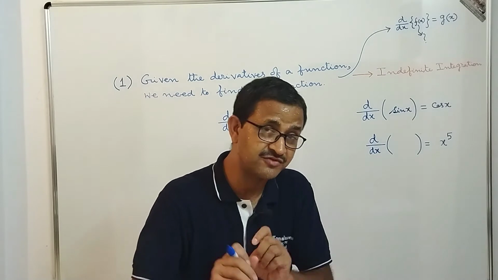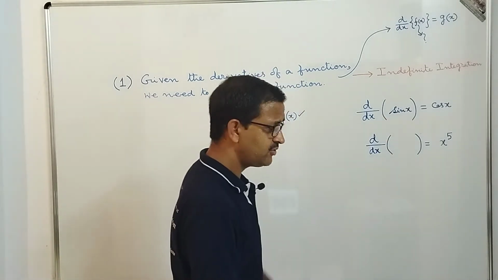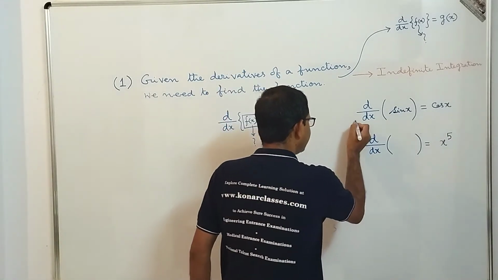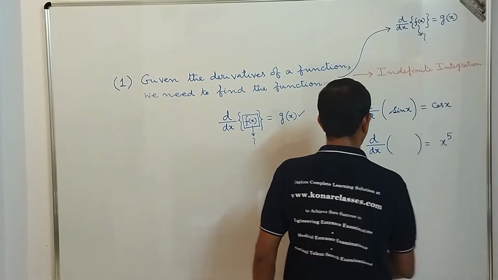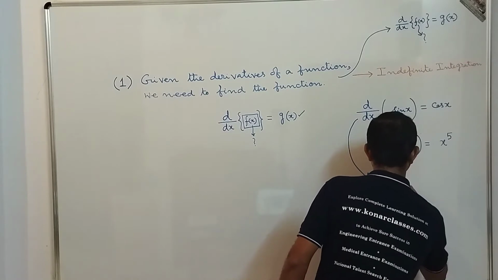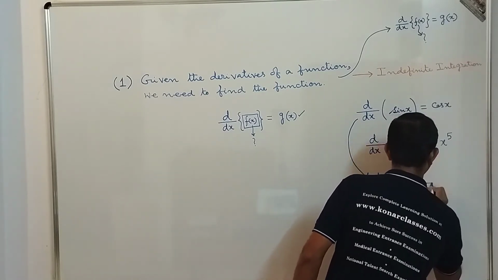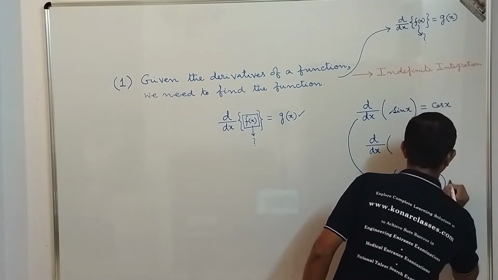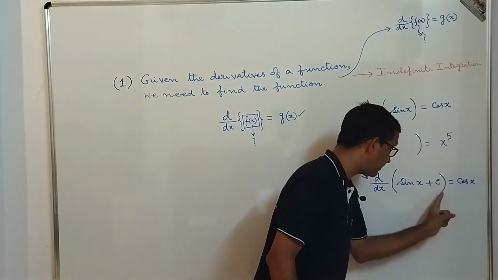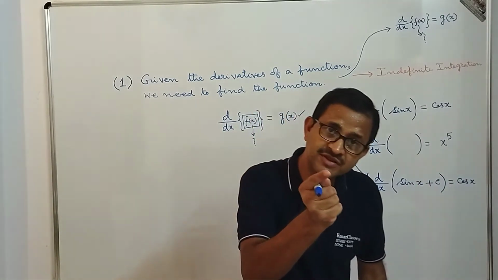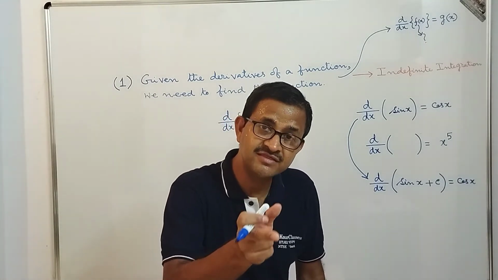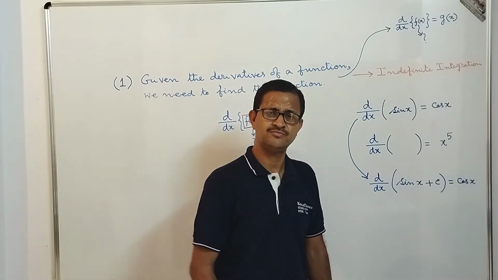But before we proceed further, let's go back to this one. We said that d/dx of sin x equals cos x. Now why not d/dx of sin x plus one constant c also equal to cos x? Why? d/dx of sin x plus c, where c is a constant, means d/dx of sin x plus d/dx of c, correct or not? And d/dx of c means the differentiation of a constant, which is always equal to 0.